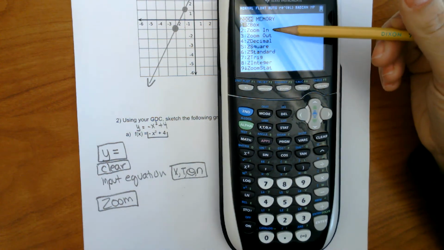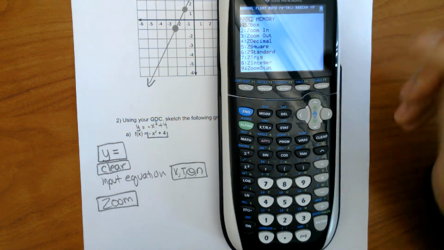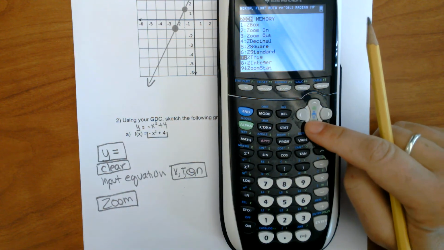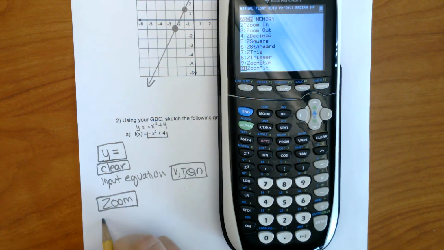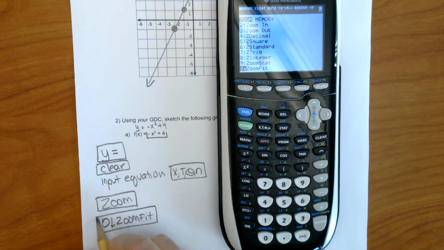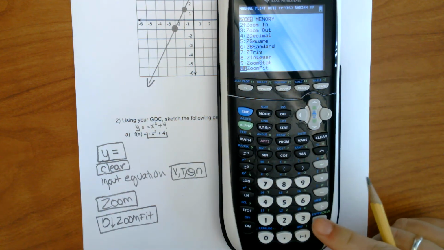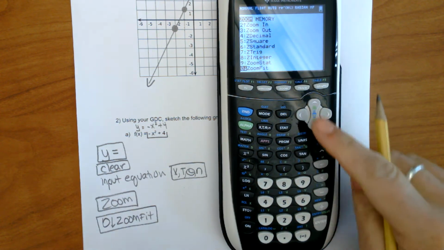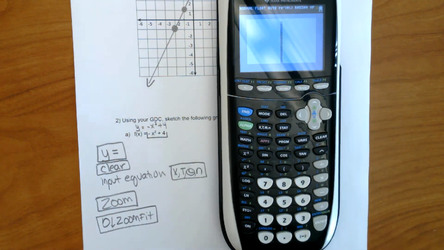There's all these different zooms. There's zoom box, zoom in, zoom out, zoom decimal, zoom square. What I'm going to look for is zoom fit. And so you might have to scroll down, and you do. 0 is zoom fit. 0, and that says zoom, with a little down arrow, fit. And what this does is it fits the graph of your equation. So that's what we're going to push. I'm going to scroll down, using this down button, and I'll push enter on zoom fit.